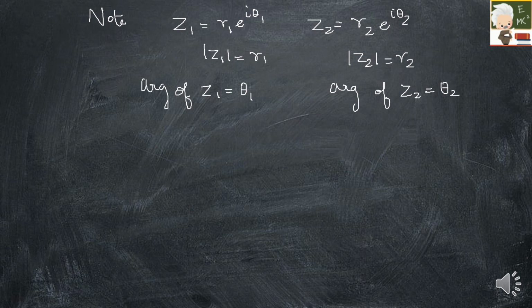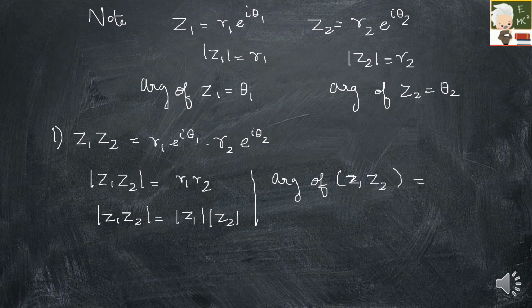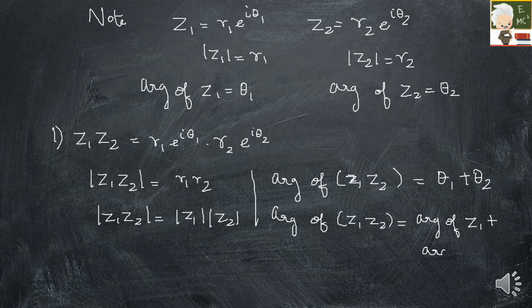So let us see a few properties one by one. First is the product of z1 into z2. So what would it be? r1 e raised to i theta 1 into r2 e raised to i theta 2. Before going into that, what is mod of z1 into z2? It is nothing but r1 r2, because I can write mod of z1 z2 as mod of z1 into mod of z2, which is r1 into r2. And then what is the argument of z1 z2? It will be theta 1 plus theta 2. The property here is that the argument of z1 z2 is given by argument of z1 plus, it is not product, it is sum, argument of z1 plus argument of z2.